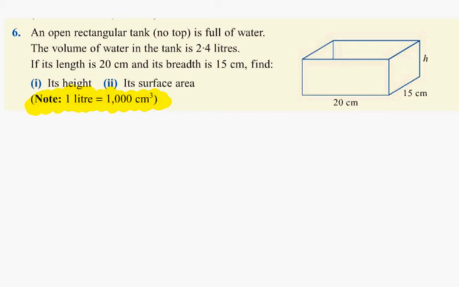Okay, you have an open rectangular tank, so there's no top to it. It's full of water. The volume of the water in the tank is 2.4 litres. Okay, volume equals 2.4 litres. Its measurements are in centimetres. Can somebody tell me a problem with me doing the question at the moment? What's the problem? Two different units. Got to change them all into the one unit.